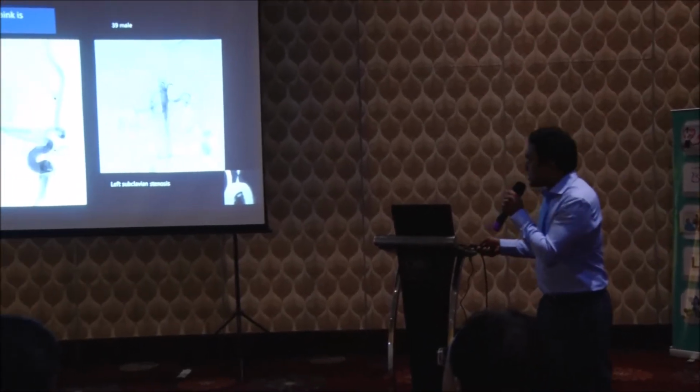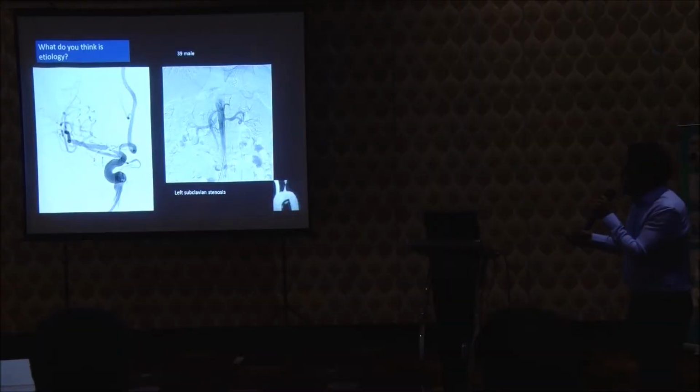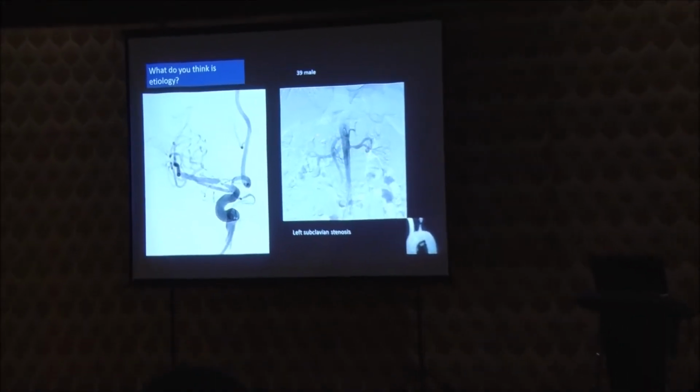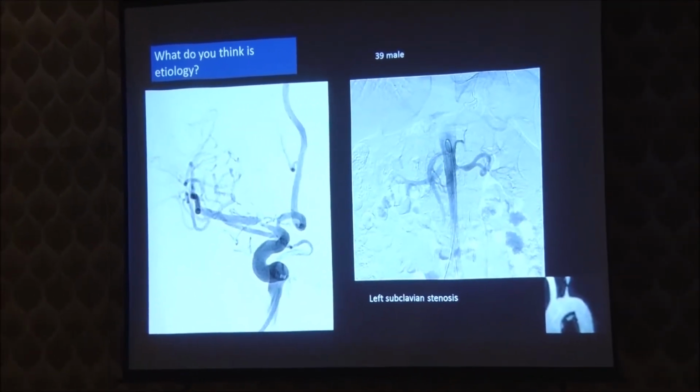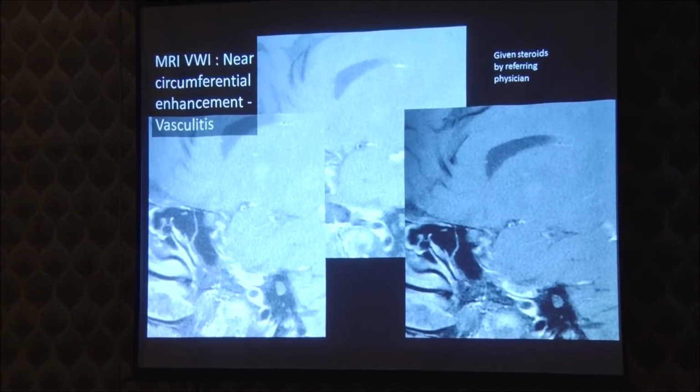If you see here, there is a tight stenosis in the M1 middle cerebral artery. He's a 39-year-old male. There is stenosis involving the bilateral origin of the renal arteries, and there's also left subclavian stenosis. This patient was referred from a peripheral hospital. Luckily, he had a vessel wall imaging done there as well.